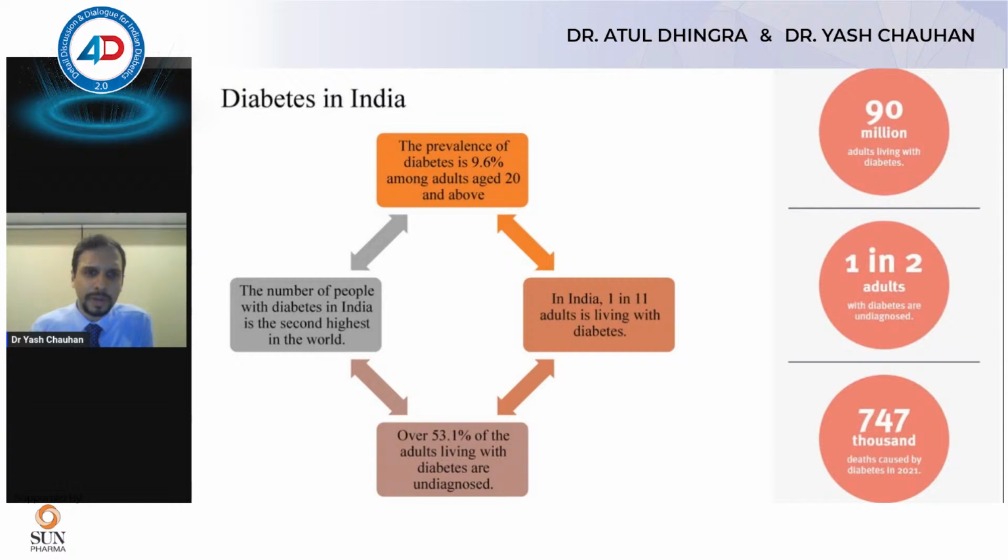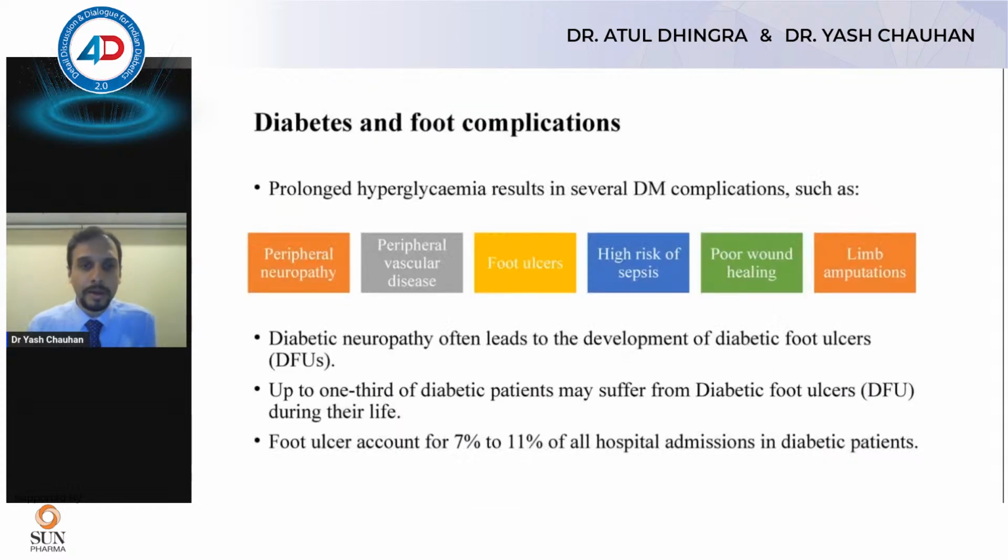So, just a brief introduction. Around 1 in 10 Indians have diabetes. The overall prevalence of diabetes in the world in adults aged 20 years and above is around 9.6%. And gradually, the number and the incidence of diabetes is increasing. And every day we're seeing younger and younger people with type 2 diabetes. And of course, type 1 diabetes is still there, but type 2 diabetes is the major problem in India right now.